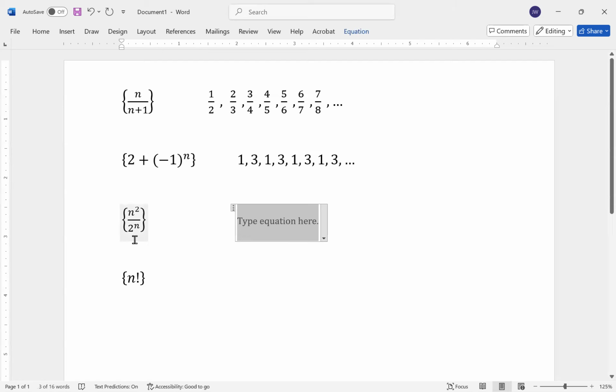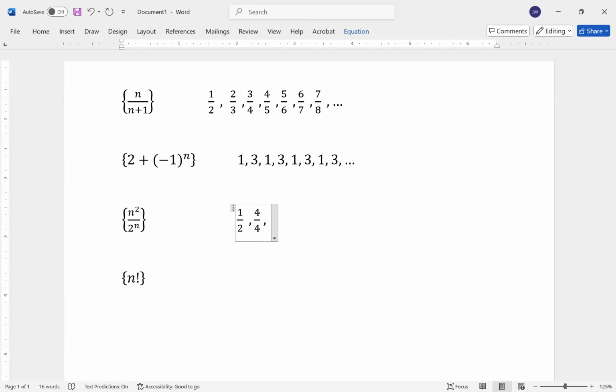In this sequence, when I plug in 1, the numerator is going to be 1 squared, which is 1. The denominator is going to be 2 to the first power, which is 2. When I plug in 2, I get 2 squared over another 2 squared. So 4 over 4. If I wanted to simplify that, I could. I'm not going to right now, this instant.